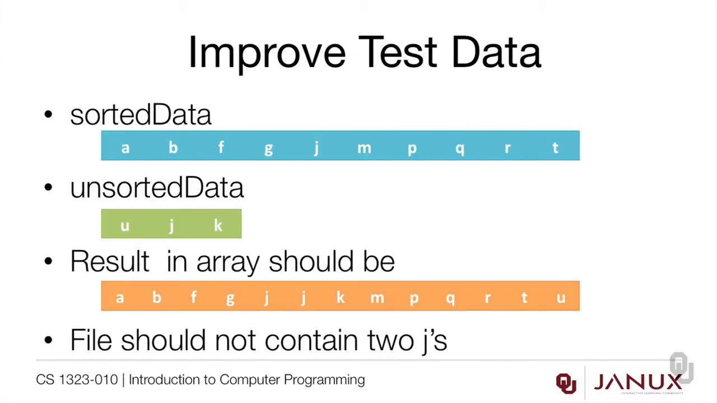Now we need to improve our test data. Since we know we're going to have duplicates around, we want to include that in the test data. So what I've done here is added J to the unsorted data. That way we have a value that's in both the sorted and unsorted data. And we know the result in the array should then have two J's in it, but the file should only have one J.